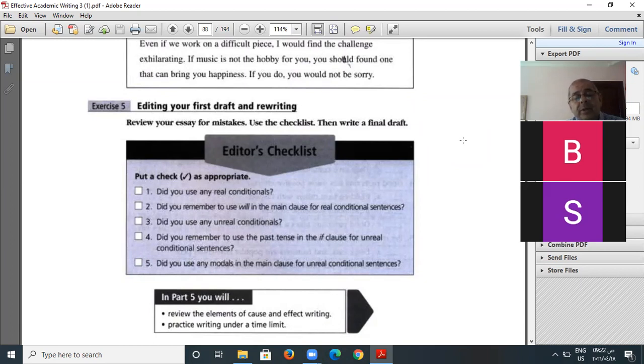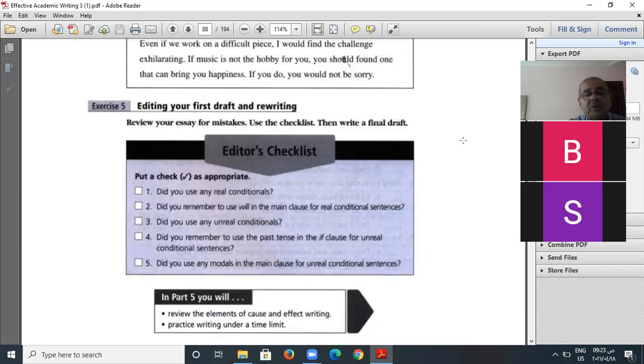You ask yourself if you used any real conditionals. The second one: did you remember to use will in the main clause for real conditional sentences? A real conditional has the simple present in the if clause, and will, may or can in the main clause. You ask yourself: did you remember to use will in the main clause for real conditional sentences?